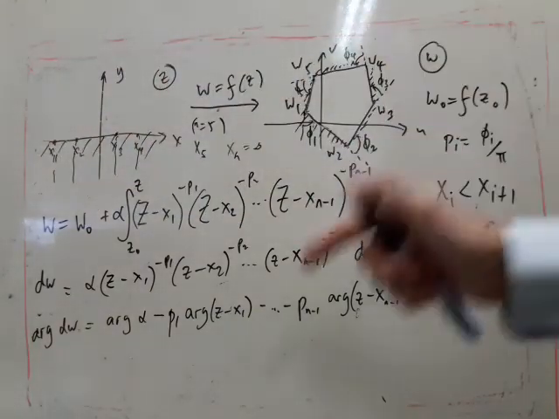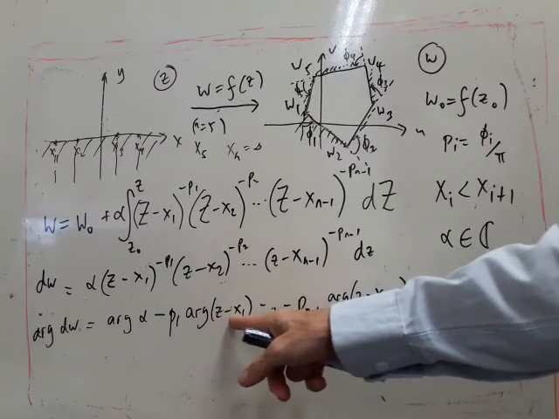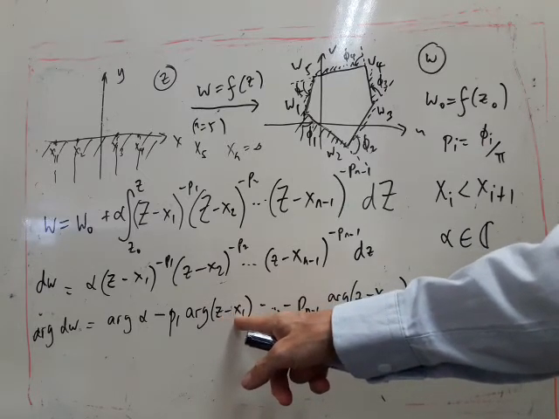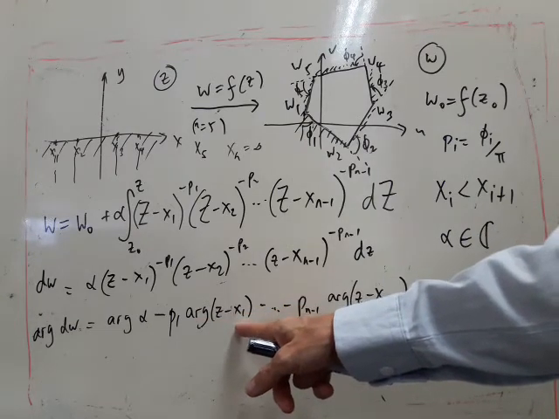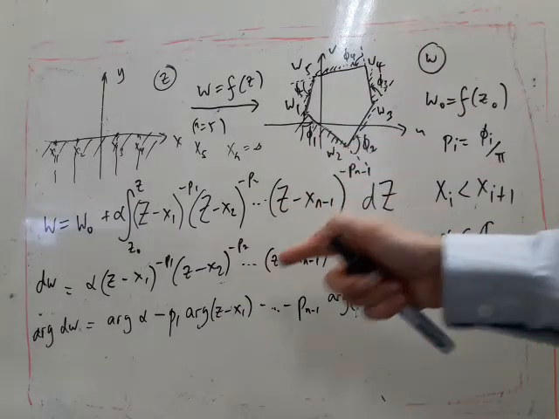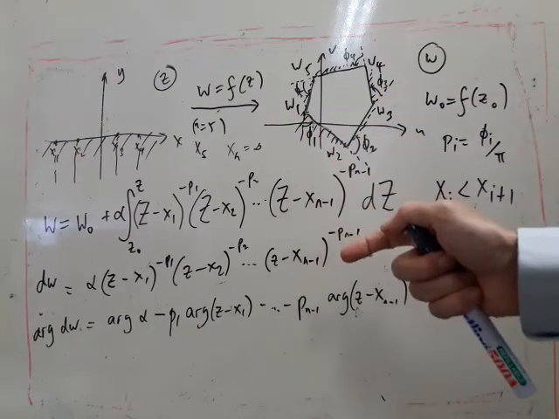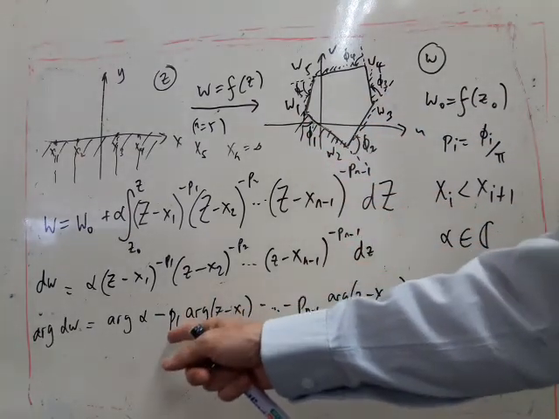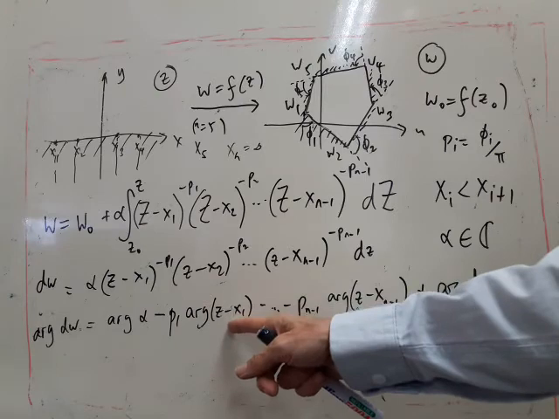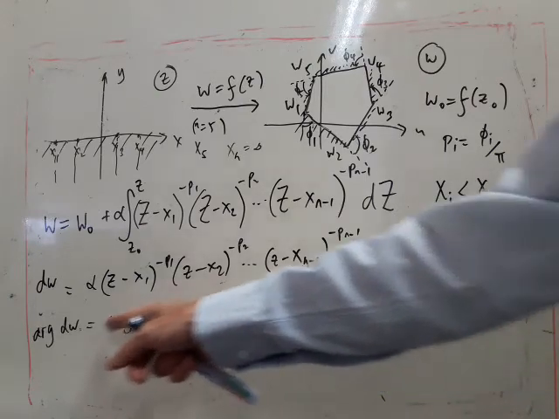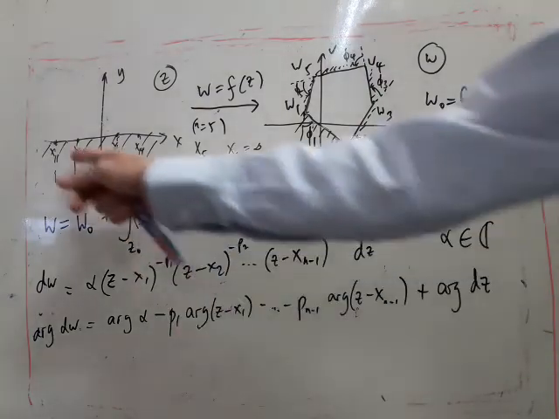At that point x1, when we cross x1, this changes from pi to 0. So now we've got 0 instead, and pi times p1 is phi1. So what's actually happened is that the argument of dw, it used to be minus p1 times pi, it's now 0 instead. So the argument of dw has actually increased by exactly phi1 when we cross from here to here.